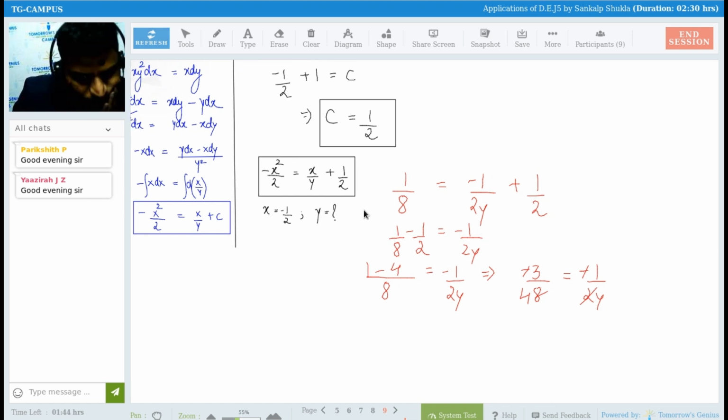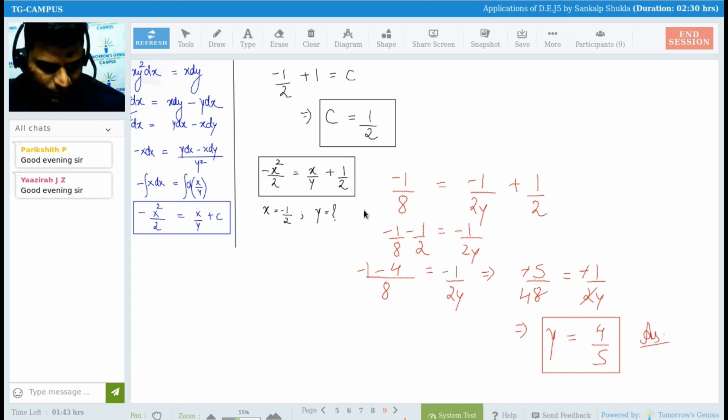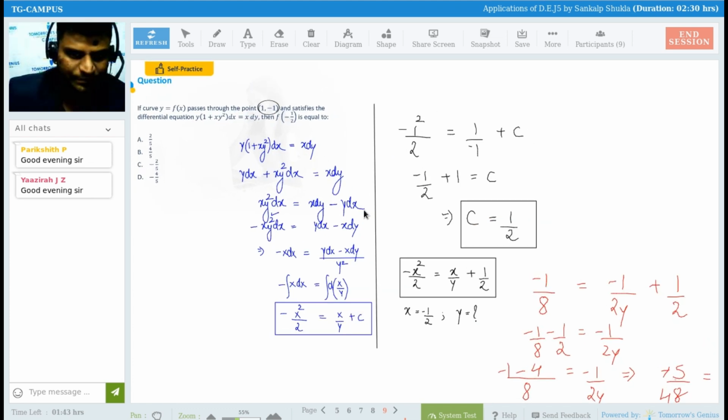Not getting the answer. Sir, it's minus 1 by 8, sir. Left hand side. Oh, okay. Yeah, it's minus 1 by 8. So this will be minus 1. So minus 5, not 3. Yes. Thank you so much, Parikshit. 5. Yeah, it implies that y is 4 by 5. Answer, option B. Clear, everybody?